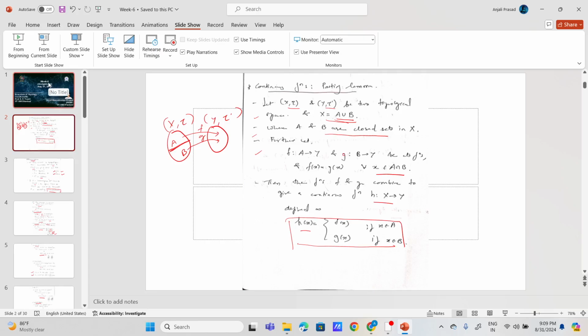Ma'am, is a separable space connected? Is a separable space connected, you are asking? With respect to the separability definition, if there exists a countable dense set, will it be connected, you are asking? Yes, ma'am.